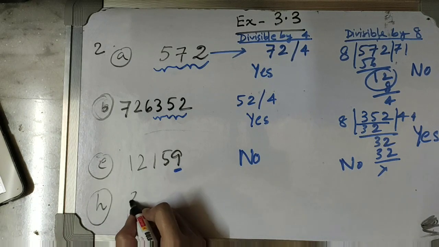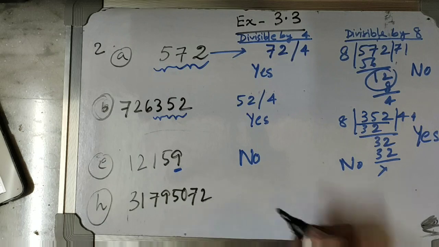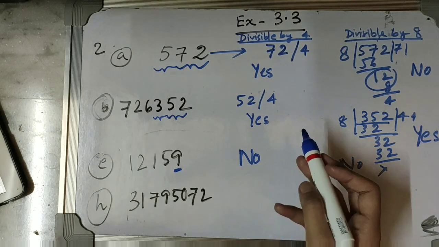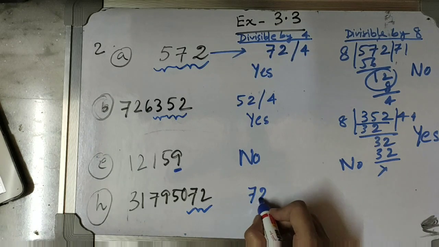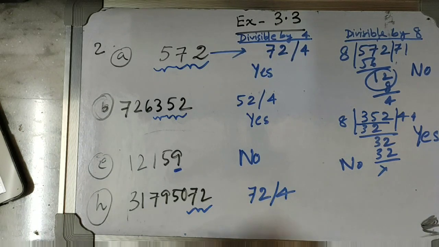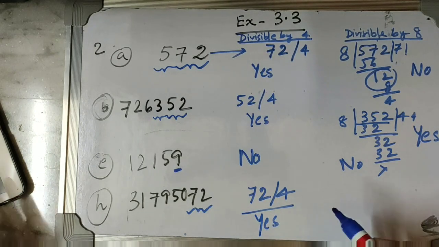We will try question number H, 31795072. For checking the divisibility by 4, we will check the number 72, whether this number is divisible by 4 or not. Yes, it is divisible, so we can write yes here.